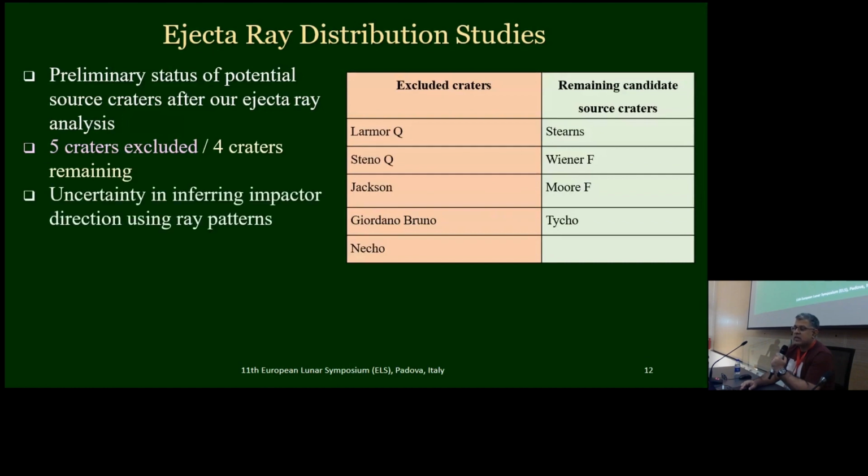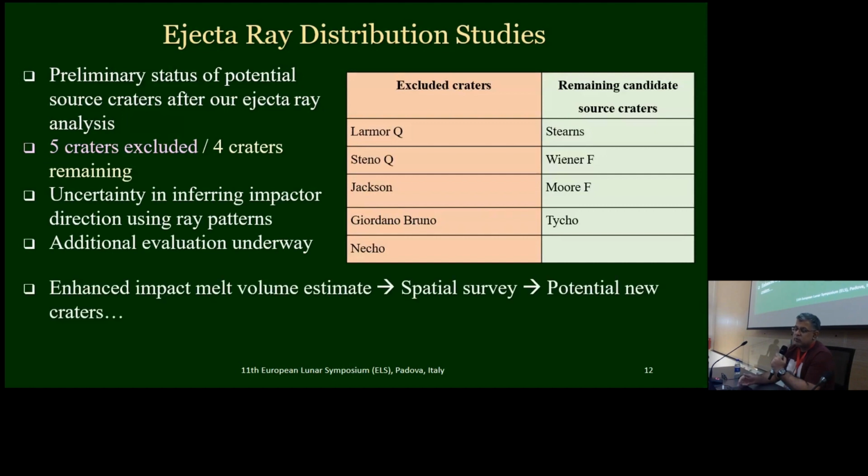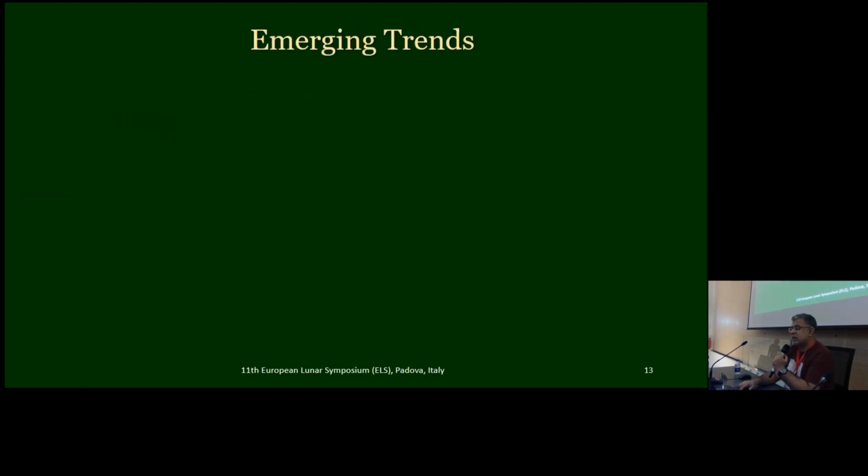There is some uncertainty in inferring impactor direction using only the ray pattern, so additional evaluation is underway. Here I would remind you that the enhanced melt volume that we have found from morphological studies in our spatial survey will bring in new craters, which will have to be studied for their ray patterns.